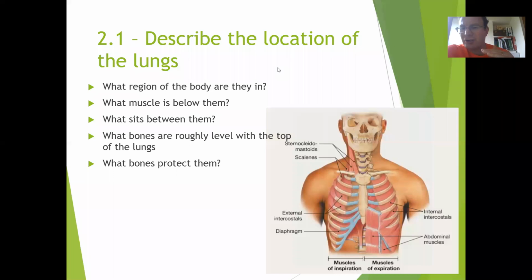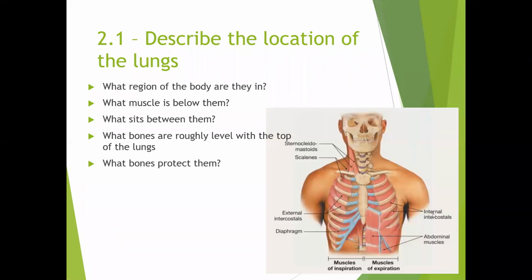I want you to think about what I've just said and tell me what muscle sits below those lungs. And think about our lessons from last week and think about what sits between them. Look at the bones and tell me what bones are roughly level with the top of the lungs, but also what can you see that might protect those lungs. I want everyone to have a go at typing those 5 things into that chat box. Let's see if we can get some different names in there.